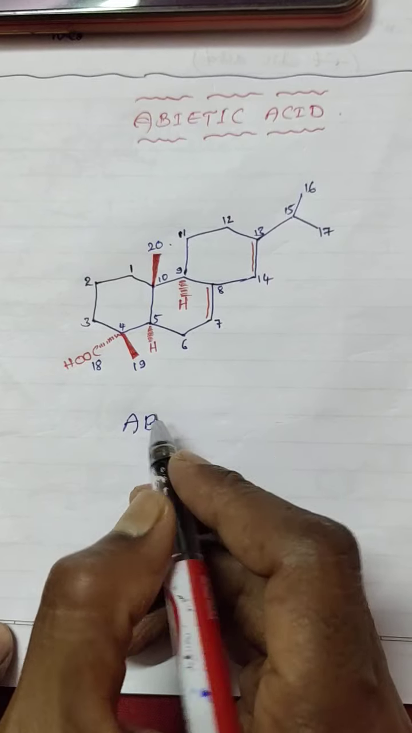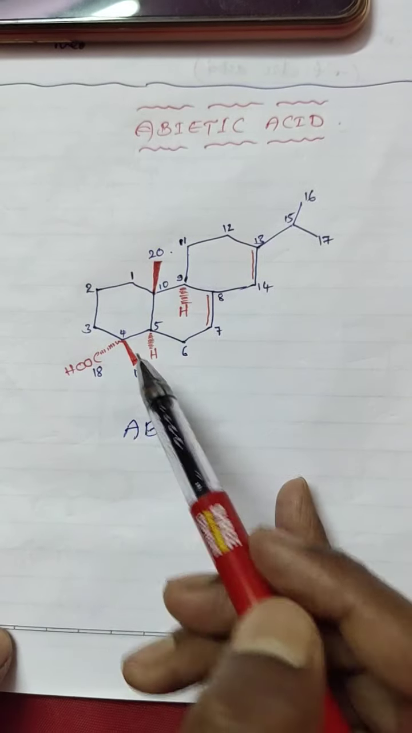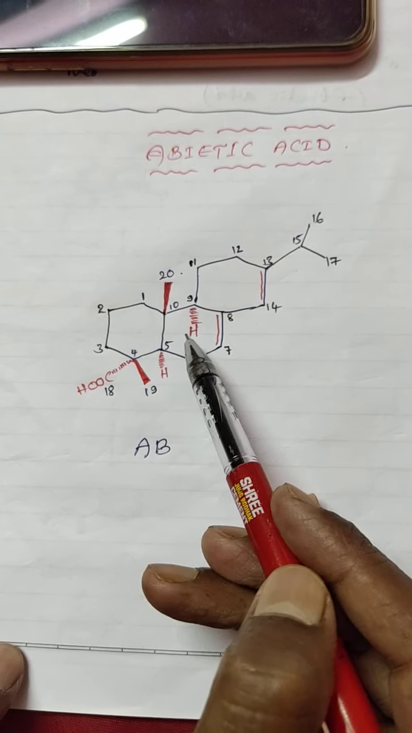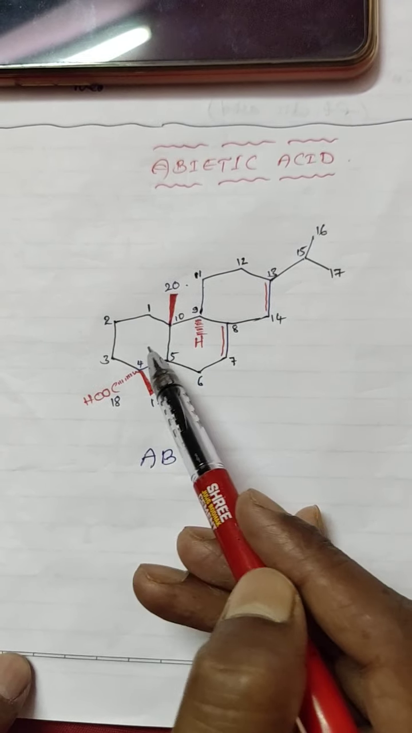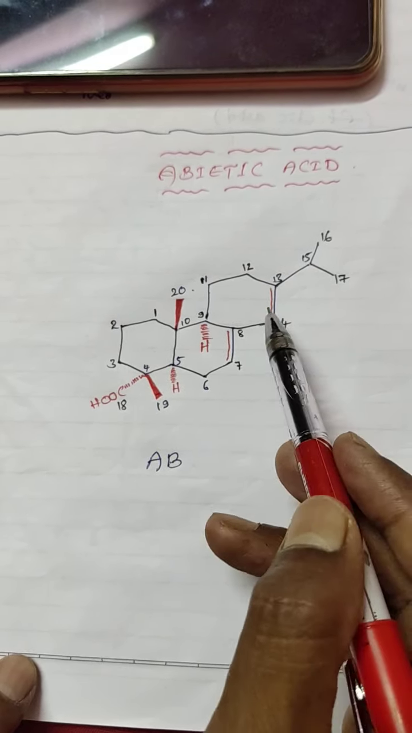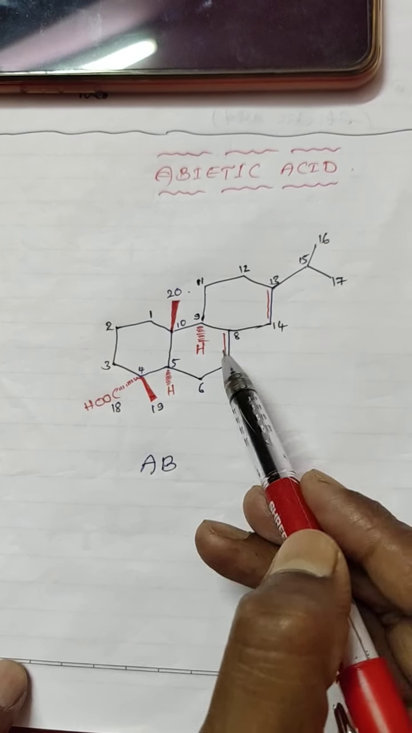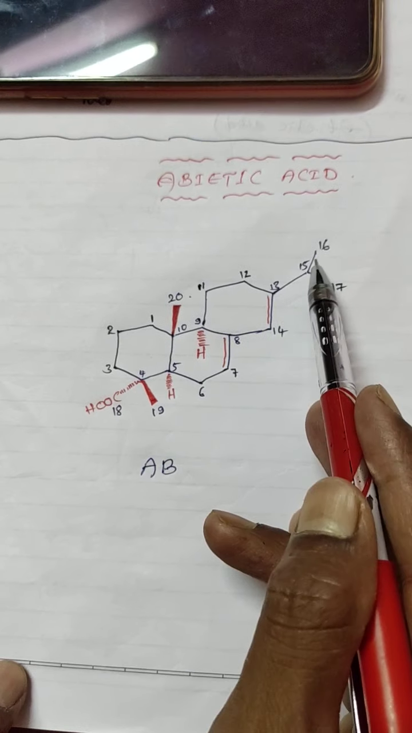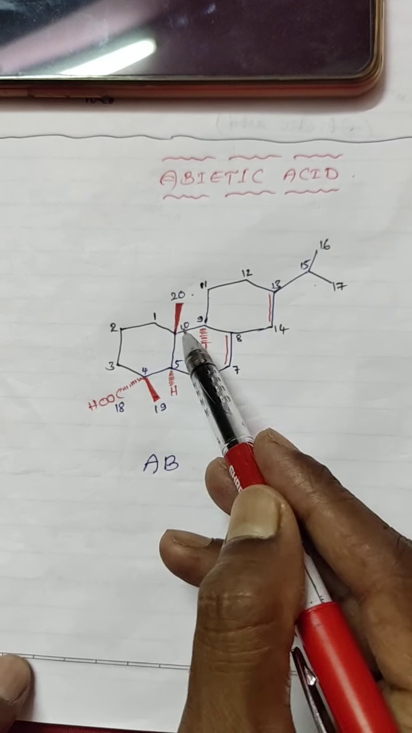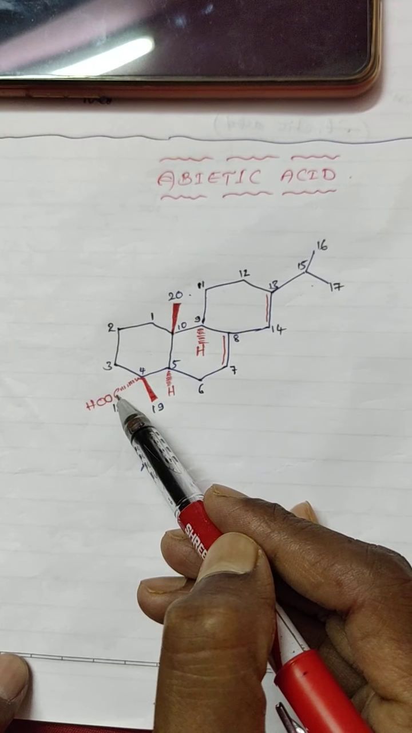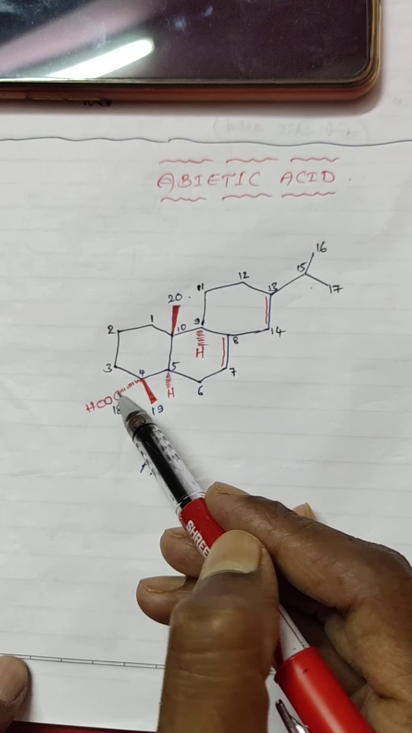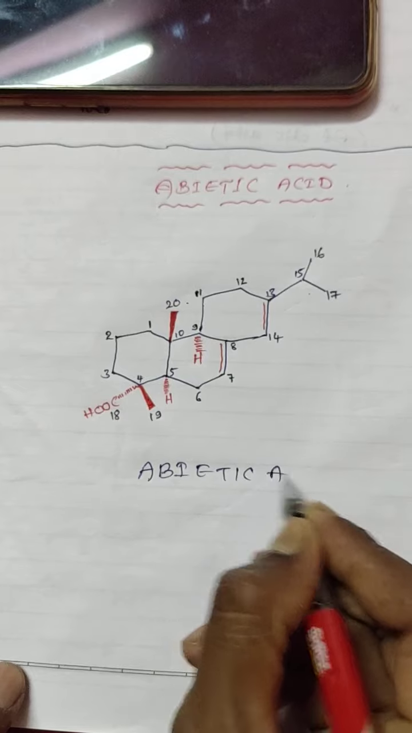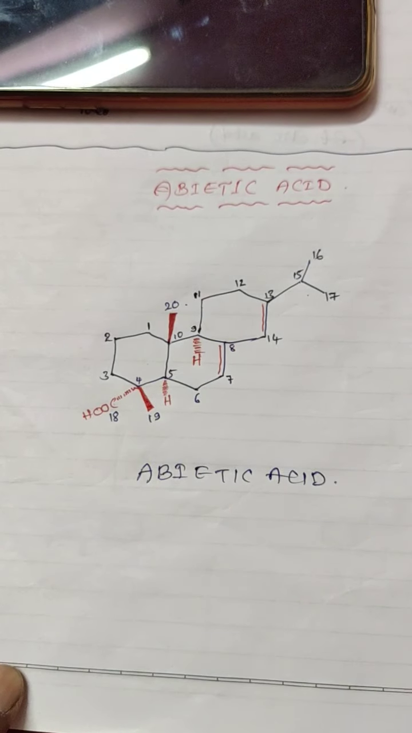Okay students, so this is the abietic acid structure. It has three rings and two double bonds. Another one is an isopropyl group and two methyl groups, and one carboxylic acid. So this is the abietic acid structure.